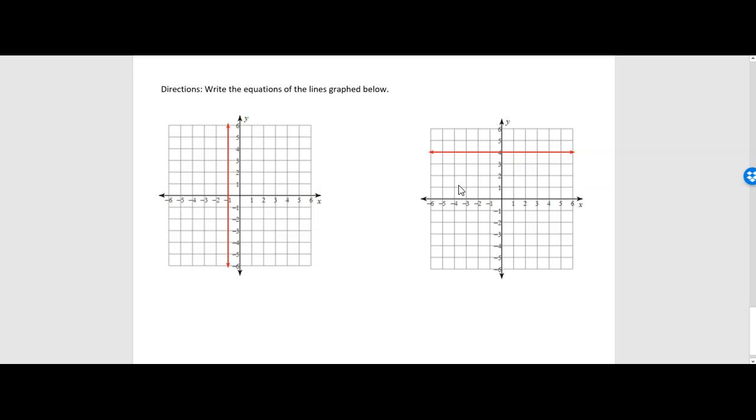Now we're going to go the opposite way. You need to come up with the equation of both of these lines. So again, pause the video for 60 to 90 seconds. Go ahead and see if you can come up with these equations.